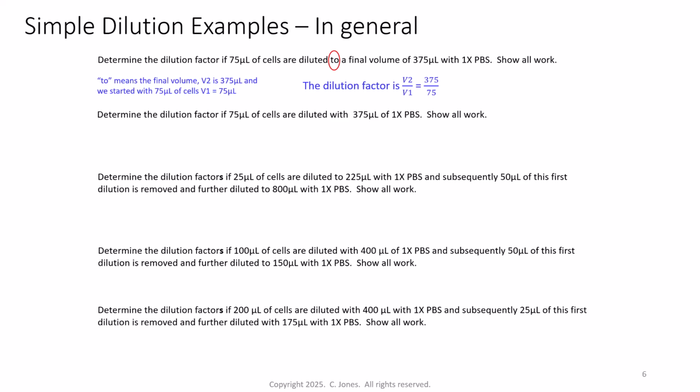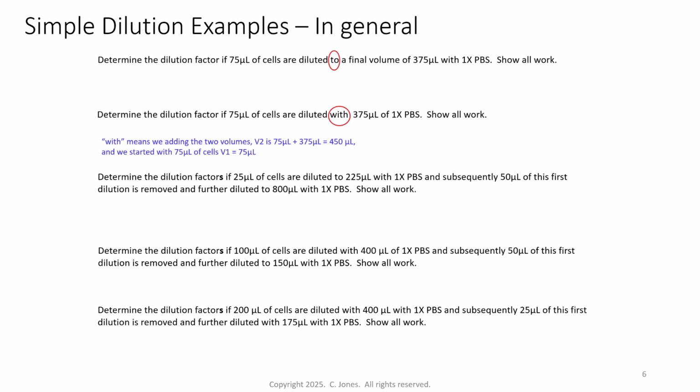All right, next, determine the dilution factor if 75 microliters of cells are diluted with, right? So here we have "with" 375 microliters of 1x PBS. All right, so now the "with" means we are adding the two volumes. So V2 is 75 microliters, the initial volume, plus 375 microliters, the volume that we added the 75 microliters to. So our final volume is 450 microliters. But again, the initial volume is 75 microliters. So our dilution factor is V2 over V1, but now it's going to be 450 over 75.